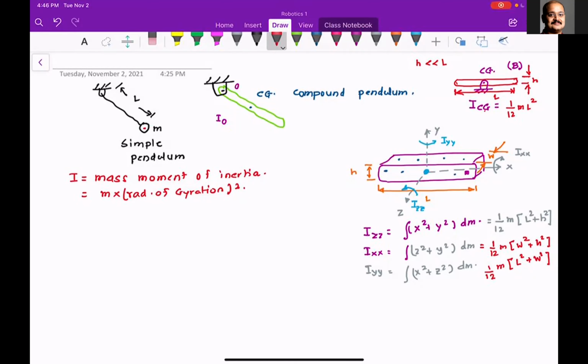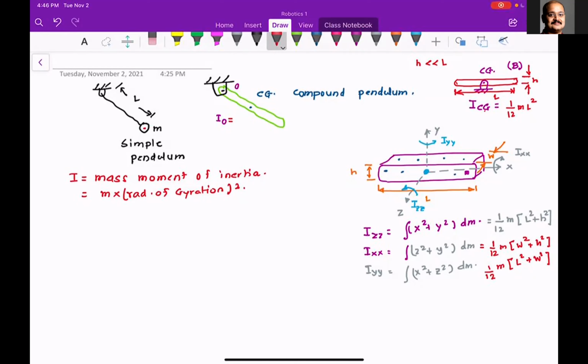Now please understand, if I were to find out mass moment of inertia about point O, the value is going to be different. But for all the robotics problems, this is going to be our strategy. We are going to find out the location of the center of gravity of each link. We will find out the kinetic energies based on the masses and mass moment of inertias located at the center of gravity. And what I mean by that is something like this.